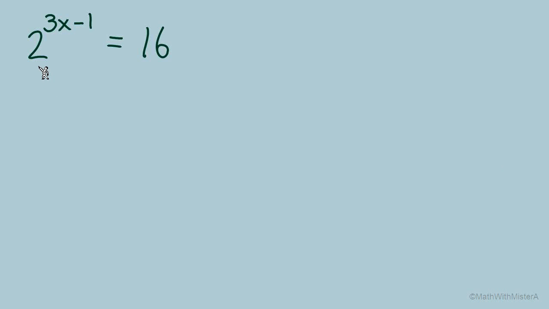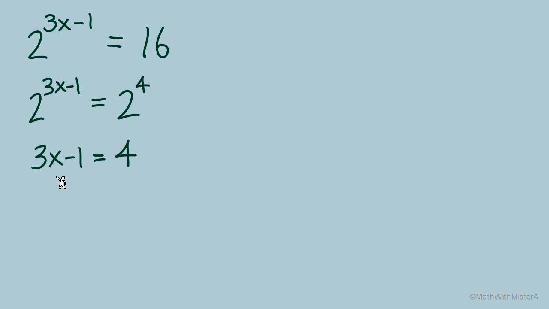Seeing a base of 2 on the left side, I'm interested in looking at the right side and coming up with, how can I write 16 as 2 to some power? Well, we just saw 2 to the third was 8, and 2 to the fourth equals 16. Now that we have base 2 on both sides, we can set the two exponents equal to each other. 3x minus 1 equals 4, and then we'll solve this equation. X equals 5 over 3.